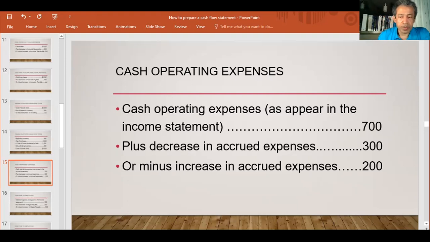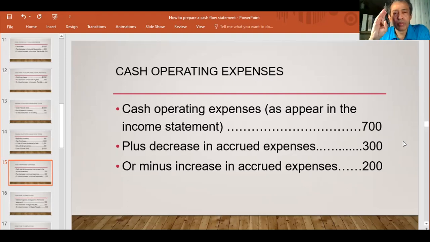I mean, interest expense too as an operating expense. All right, so if we have that, either it will decrease or increase, both of them won't happen at the same time. So I assumed it to have decreased. So my income statement number is $700 plus decrease was $300. So total cash paid for expenses would be $1,000. So now we have all three.